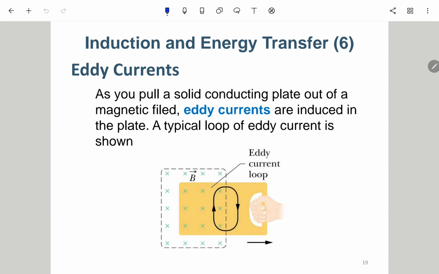And then here we also talk about something called the eddy current. Eddy current in Chinese is called 涡电流，就是漩涡的涡电流。Okay, so here it says as you pull a solid conductor, 就是一个整片的 conducting plate, 这个导体的盘子 out of a B field, not file, this one should be field, eddy currents are induced in the plate. A typical loop of eddy current is shown.